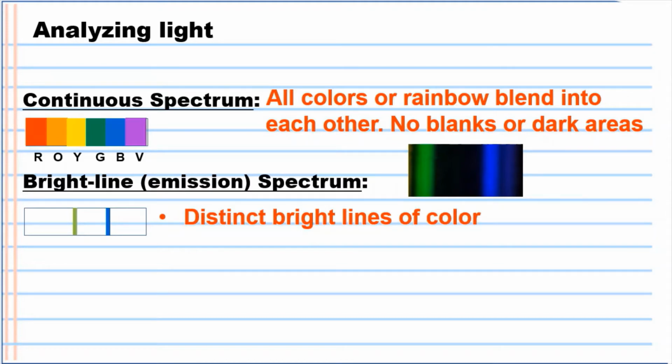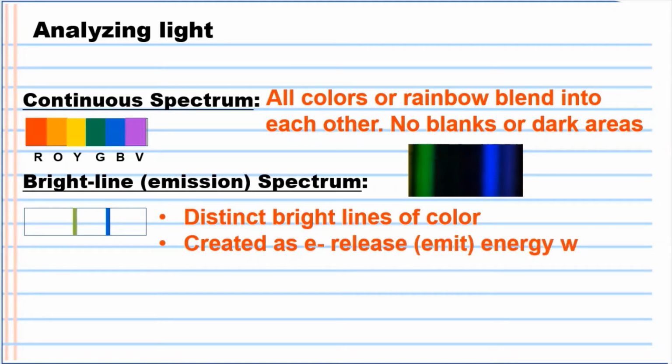Not all the colors in the rainbow. The colors aren't touching each other. We have very distinct bright lines. And these lines are caused as the electrons return back down to the ground state. Remember, as they return to the ground state, they release energy. And if it lands on energy level number 2, we're going to be able to see it with our eyes. So we call this a bright line spectrum, obviously, because we see bright lines of color. It can also be called an emission spectrum because these lines of color are created as the electrons emit or give off energy as they're falling back down to the ground state.